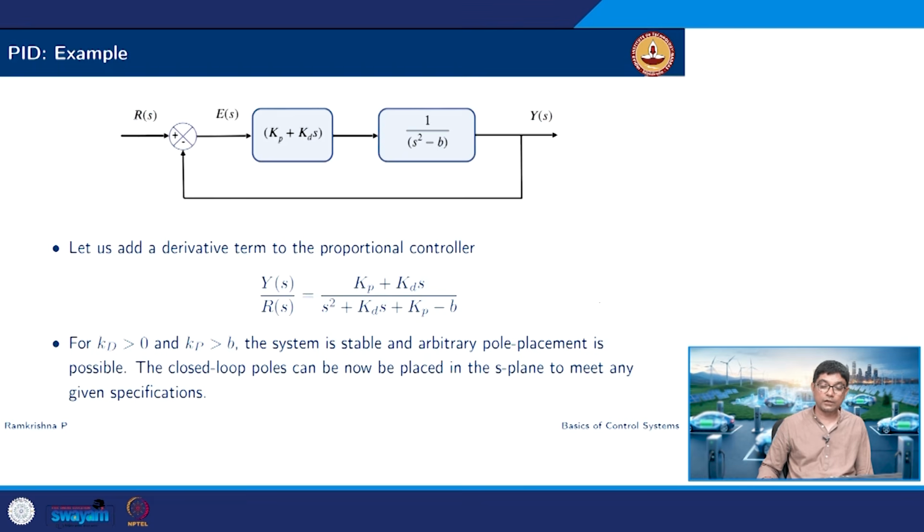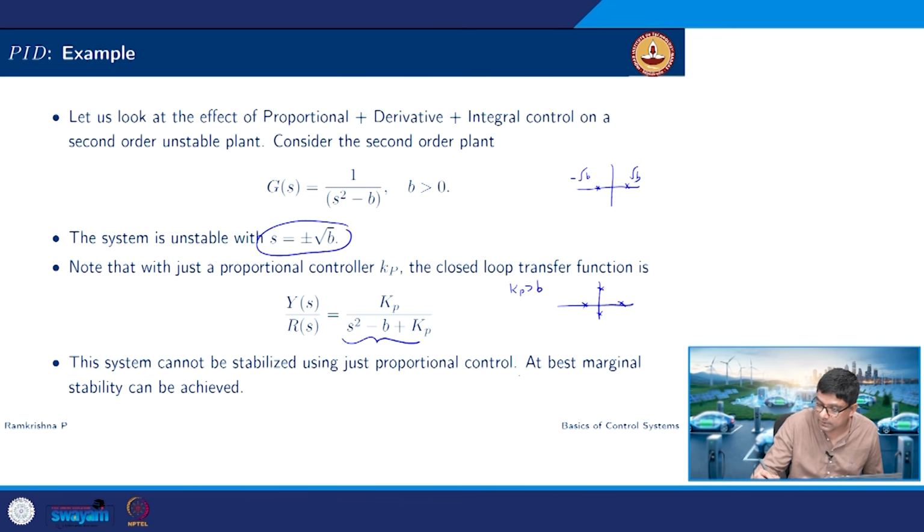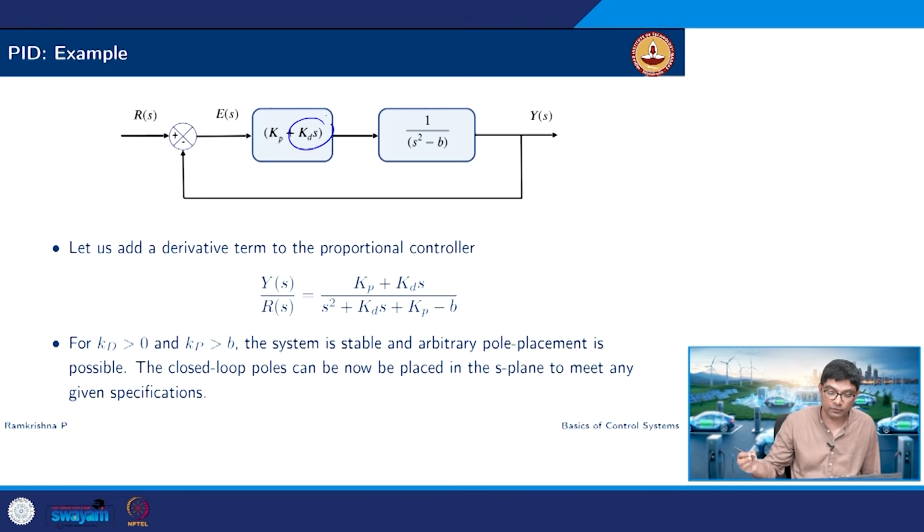Okay. Now if I add a derivative component, things are a little better. Here I have marginal stability, and marginal stability means an oscillatory response, right? So I have a transfer function of the form Kp over S square plus some constant. I want to add damping to the system to dampen the oscillations, and what I know is that I can do it very well with the help of a derivative component. Now for Kd greater than 0 and Kp greater than B, the system is stable, and then I can choose my Kp and Kd such that I achieve the desired transient response, right?